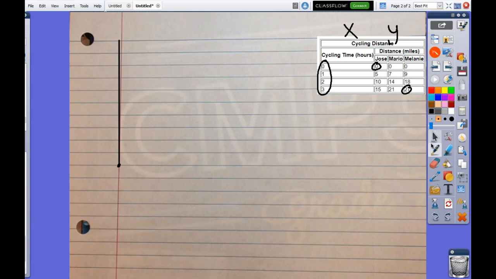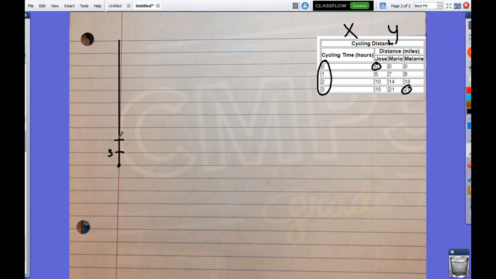Then we need to mark our tallies here. So this is going to be 3, 6, 9, 12, 15, 18, 21, 24, 27, and 30 here at the top. Go ahead and label that our y-axis.